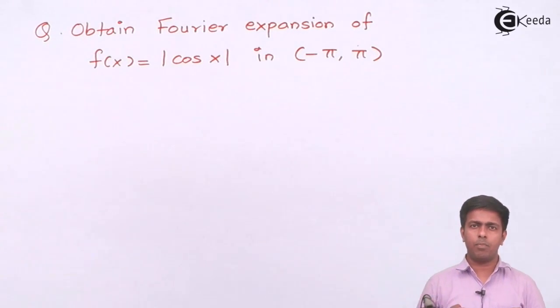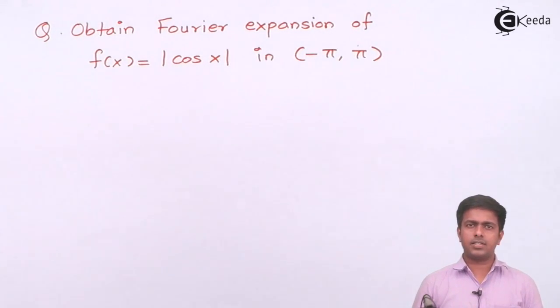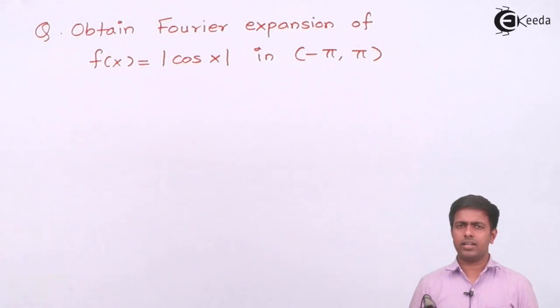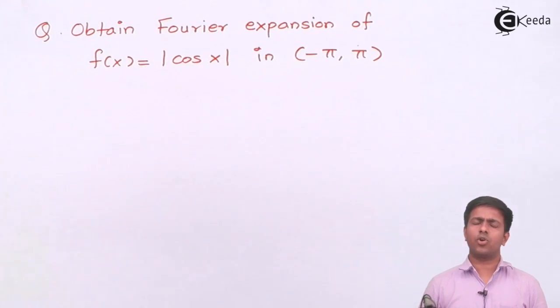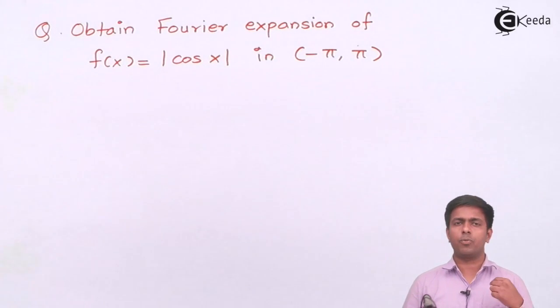So you have to remove that mod. Okay, so let's try to remove that mod from cos x. So guys, before doing this, let's check whether this is even function or odd function. Now why I'm asking you? Because the range is negative pi to pi.